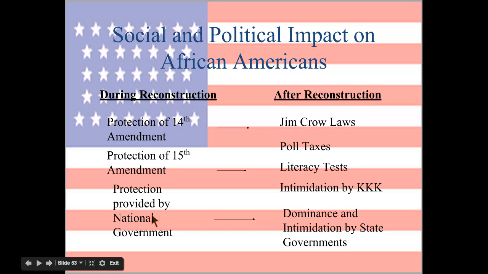And then the last thing is protection provided by the national government. This protection was provided during Reconstruction, but after Reconstruction, the federal government is going to be intimidated by the state governments, and they're not going to be able to enforce the things that they had previously said that they could. So you need to make sure you have this and you know that one leads to the other. This is a cause and effect type of thing.